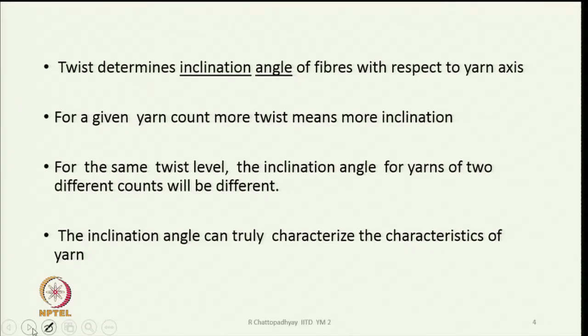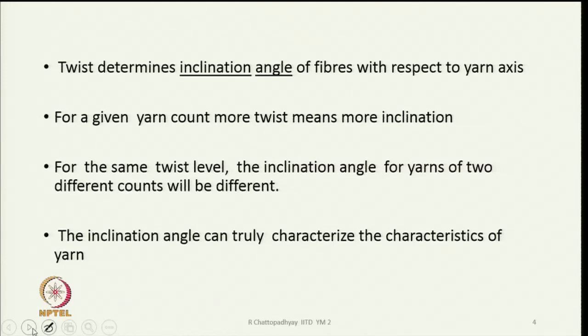Twist also determines the inclination angle of fibers with respect to the yarn axis. For a given yarn count, more twist means more inclination. The inclination angle can also be measured, though it is a little difficult because we need a microscope to see the inclination of the fibers, but one can measure the inclination with respect to the yarn axis, and we can see that the more twist we give, the more is the inclination.